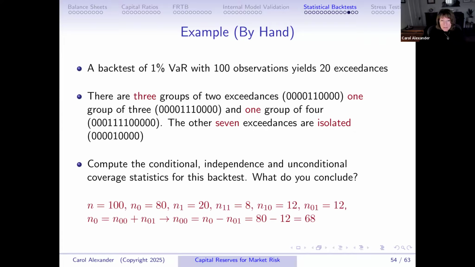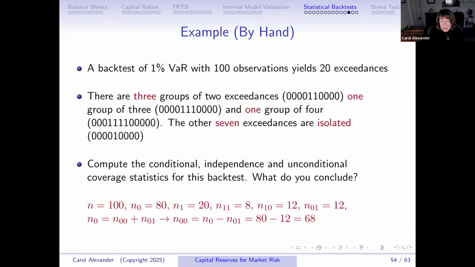Similarly, we can count the number of times that a 0 is followed by 1 in the same way on your fingers, and it's 12 in this case. And so if N01 is 12, then you must have 68 for N00. All right, so we've got all our Ns.